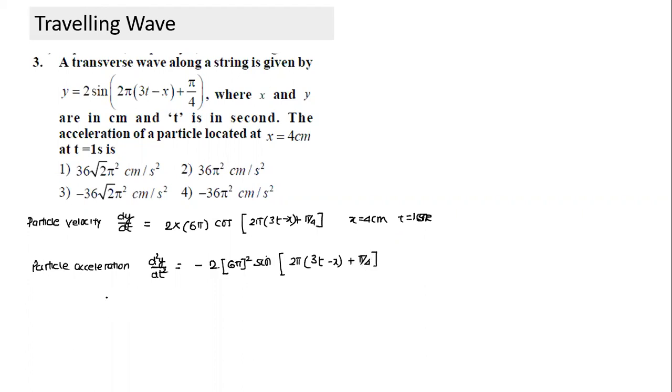Now we substitute. We need acceleration at what time? We need d square y by dt square at x equal to 4 and t equal to 1. We substitute those two values, minus 2 into the rest, and you can find the acceleration.